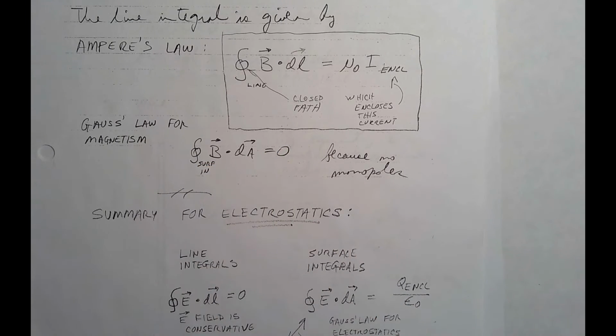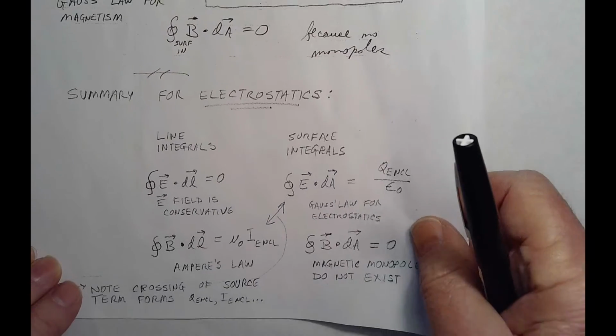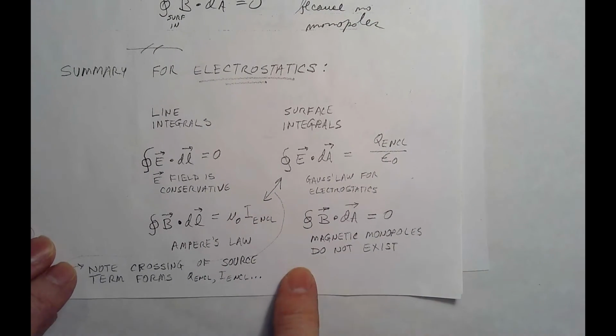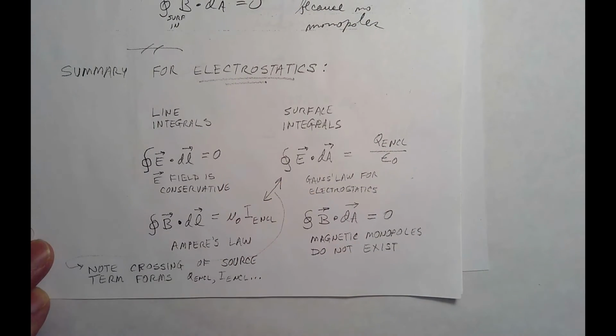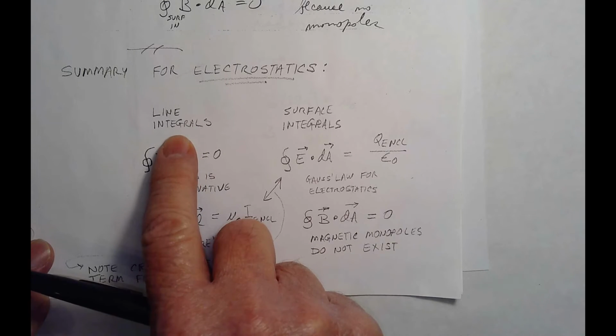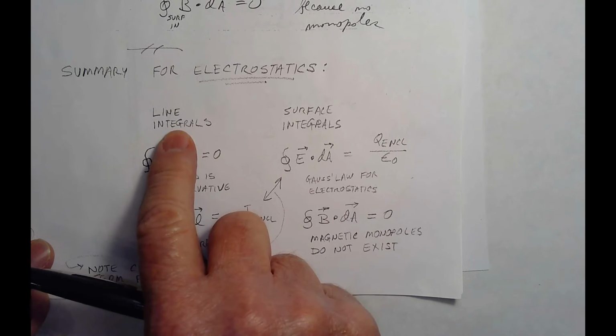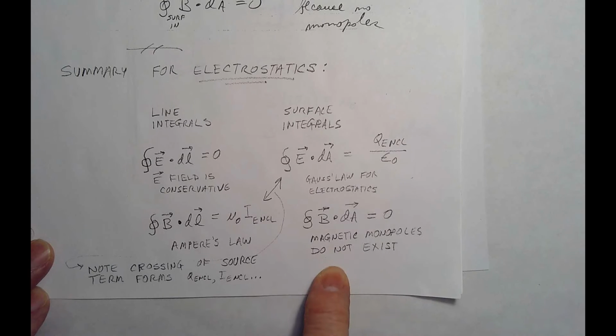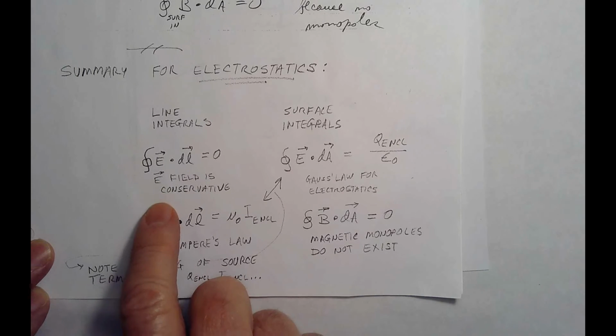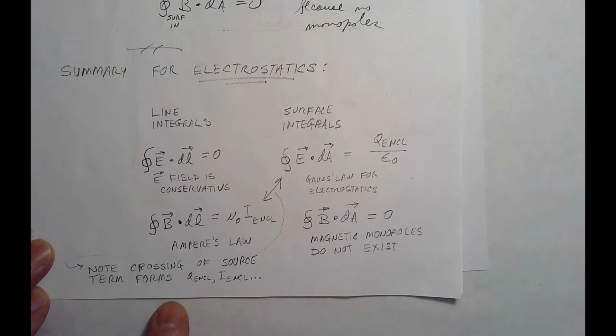The integral of B dot dA is 0. So look, here's where we stand right now in terms of electrostatics. We have partial pieces of Maxwell's equations. We have 2 line integrals and 2 surface integrals. We have the integral of E dot dL, which says that the electric field is conservative for electrostatics.